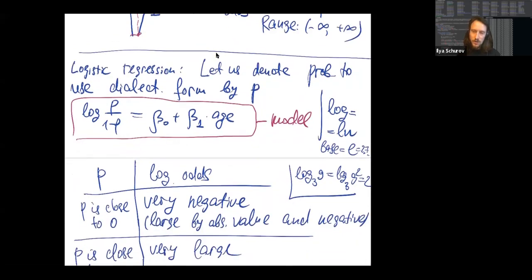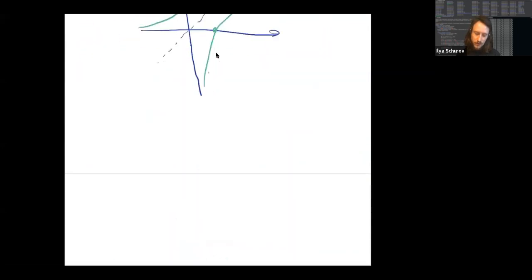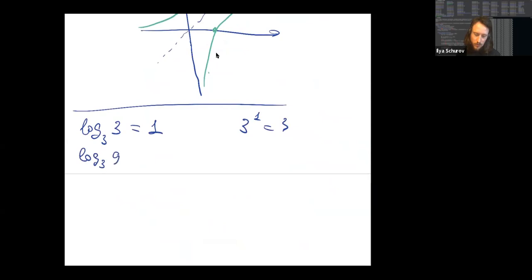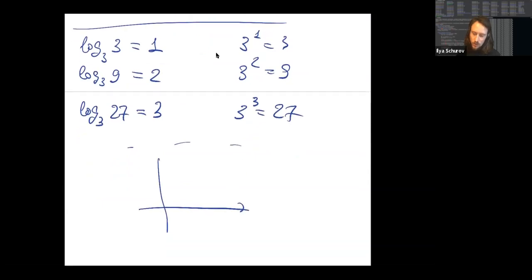So actually, we can see that logarithm grows very slowly, because for example, if I have logarithm with base 3 of number 3, it is 1, because 3 to the power 1 is 3. Logarithm with base 3 of number 9 is 2, because 3 to the power 2 equals 9, and so on. And we can see that it grows very, very slowly, because to get value 3, we have to increase the argument up to 27, and so on. So it grows rather slowly.